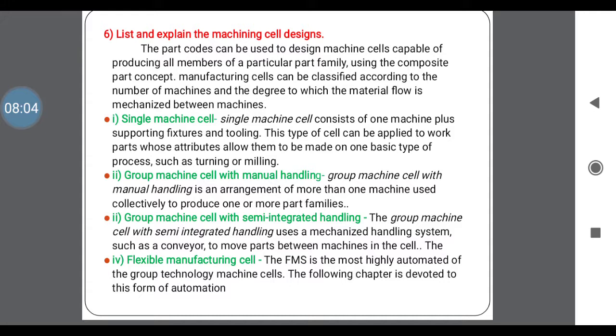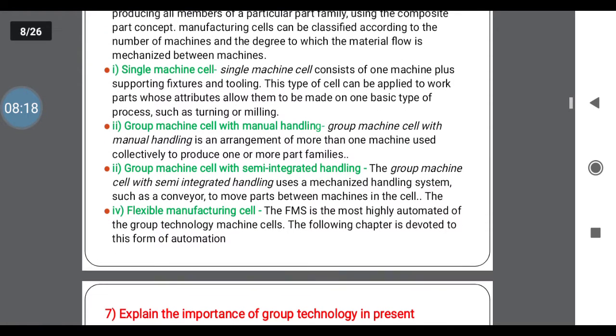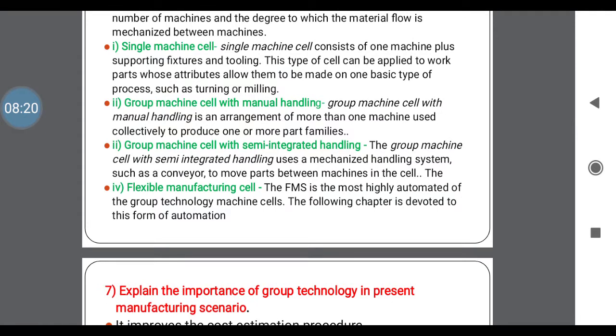Third one is a group machine cell with semi-integrated handling. So here again it consists of more than two machine cells, and labors equal in number to the machines. That is, the number of machines is equal to the number of labors. That is semi-integrated. Fourth one is a flexible manufacturing cell. That is FMS. It is also one new technology in manufacturing for a highly automated process. So after automation, you go for this one. That is a flexible manufacturing cell.